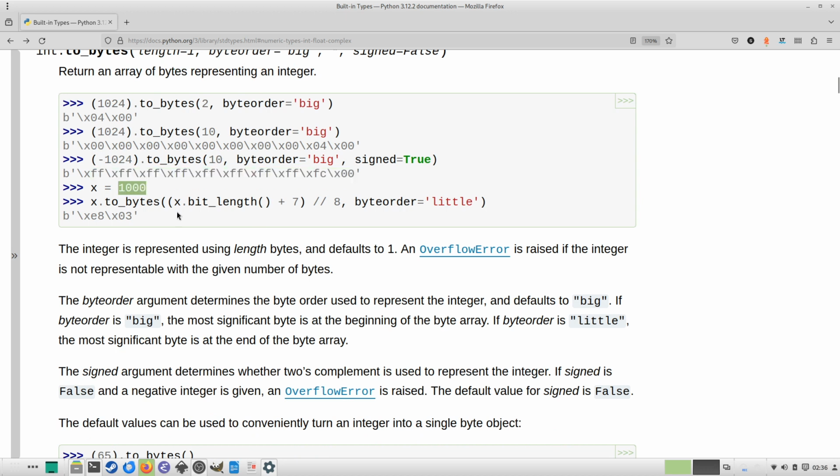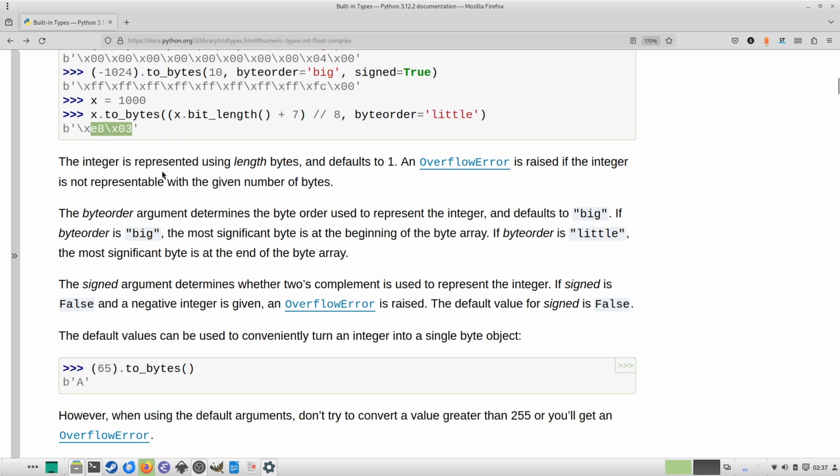If it is 1000 and the number of bytes is given as x dot bit length plus 7 divided by 8, and byte order is little, then it will be E803. So this you can convert from hex to decimal and you will find this is 1000. Now in Little Endian, E8 should be put first. So the number is actually 3E8 because in Little Endian, the most significant bits are at the higher addresses.